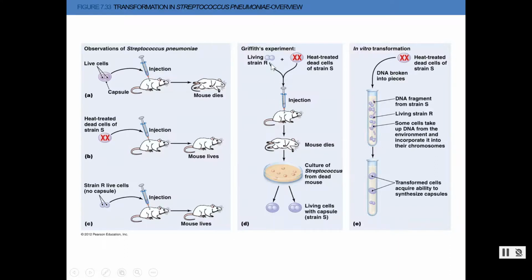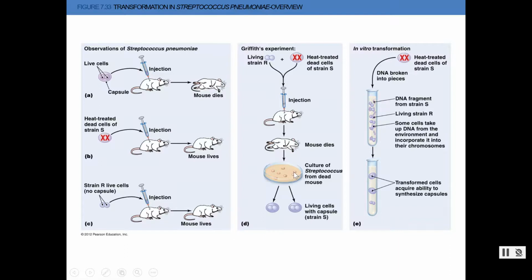So living strain R and heat treated dead strain S, neither of which by themselves is lethal, were injected into the mouse, and now the mouse dies from pneumonia. He cultured the bacteria that he found in the mice. And remember, strain R makes rough colonies and strain S is dead, so you would expect no smooth colonies. What he saw was smooth colonies. So he saw living strain S. This Streptococcus pneumoniae is now making capsules. So how did they do that?